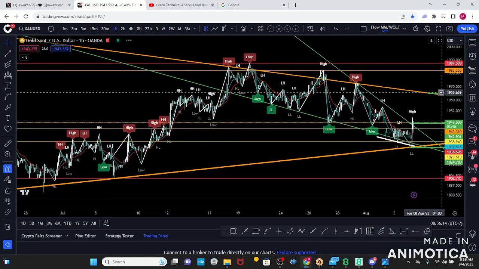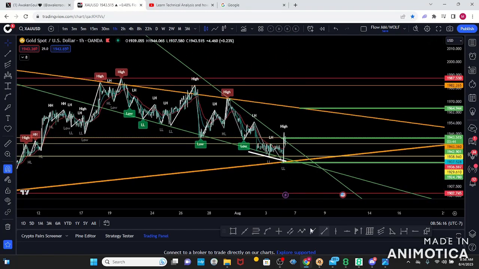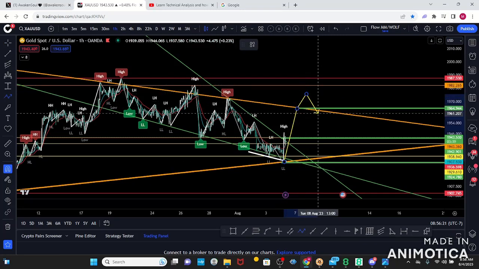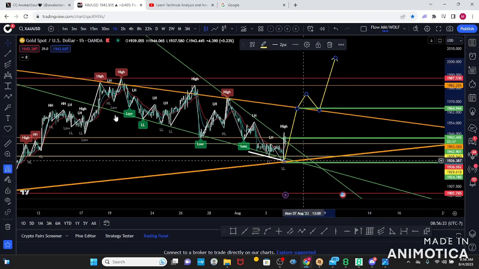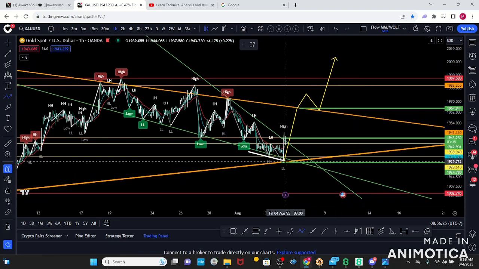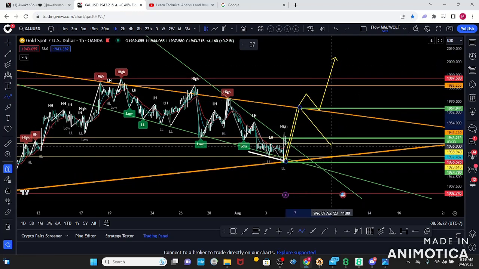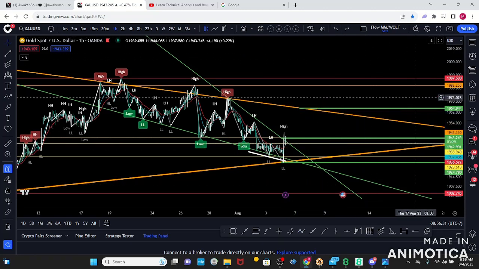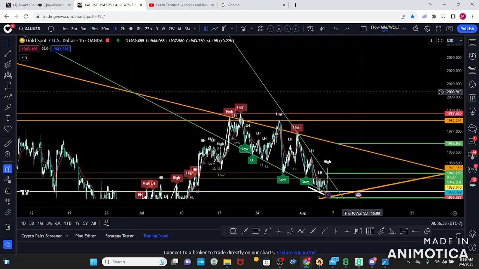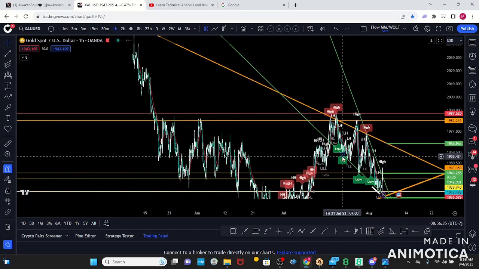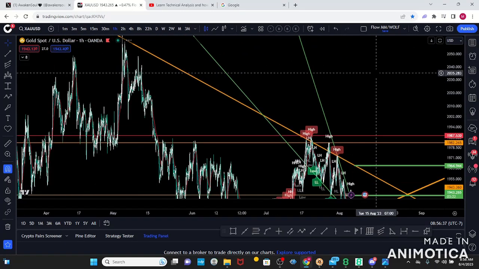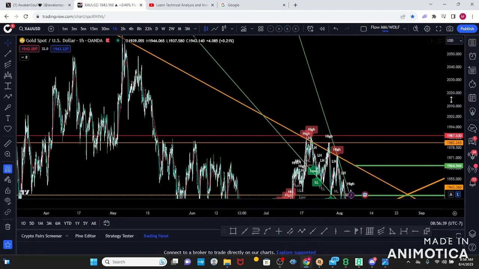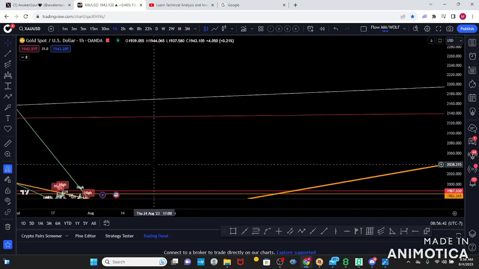Okay, so how high could this go? Like I said, it all depends on this reaction. So once we hit here, if we don't cross, it could continue up, or it's going to hit here and come back down. So always play level to level, no expectations, no emotions. But of course, if we cross this weekly trend line, major weekly trend line there, we could see gold flying.